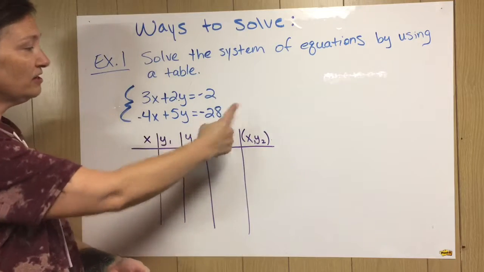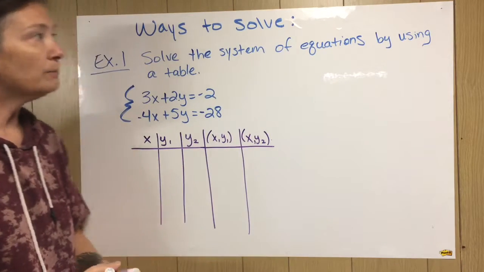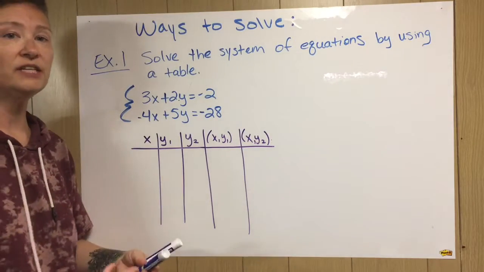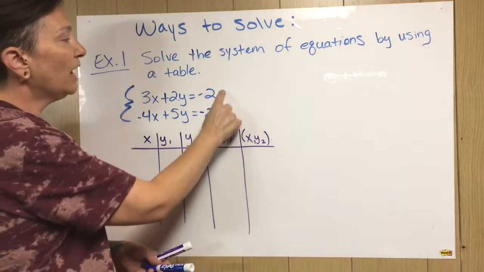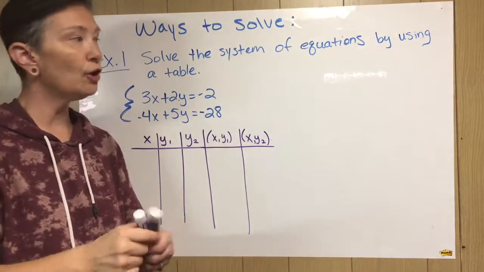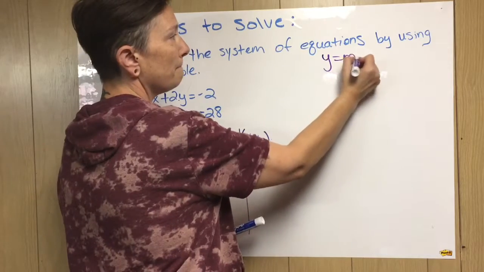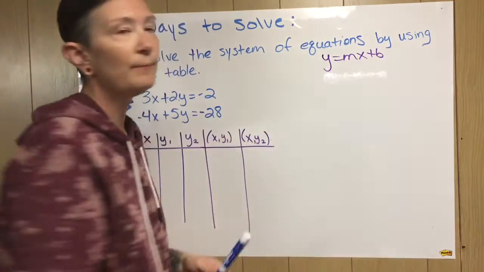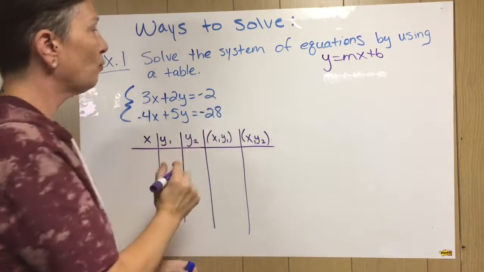So here's my system, and here's my table that I've already put down on my paper. The first thing we need to do to make this easier on ourselves to calculate our values is to put each one of these equations into slope-intercept form. So remember, slope-intercept form, y equals mx plus b. So we are going to solve these two equations for y.